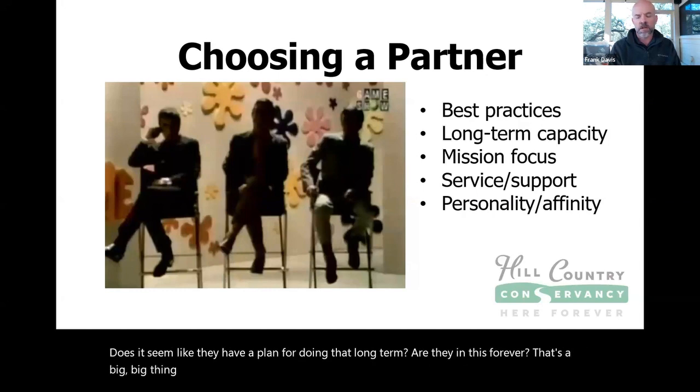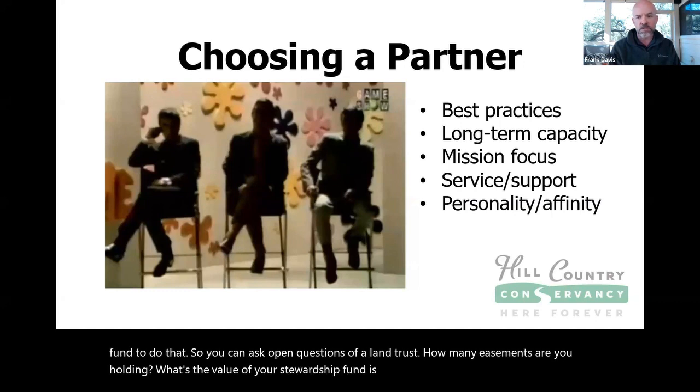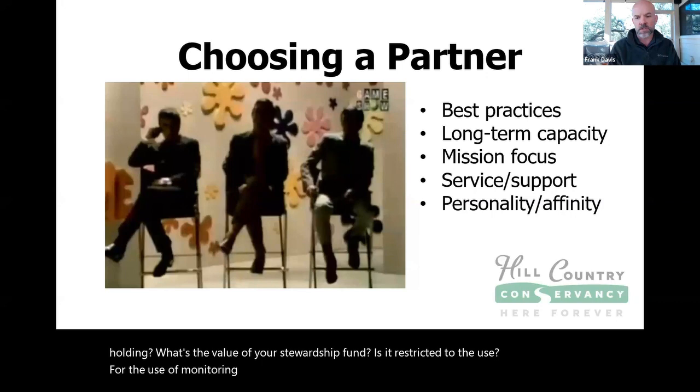And a lot of land trusts will have a restricted fund, what they call a stewardship fund, to do that. So you can ask open questions of a land trust. How many easements are you holding? What's the value of your stewardship fund? Is it restricted to the use of monitoring and managing these conservation easements?